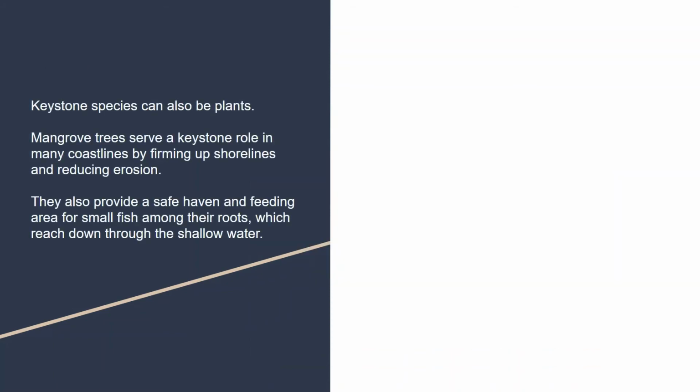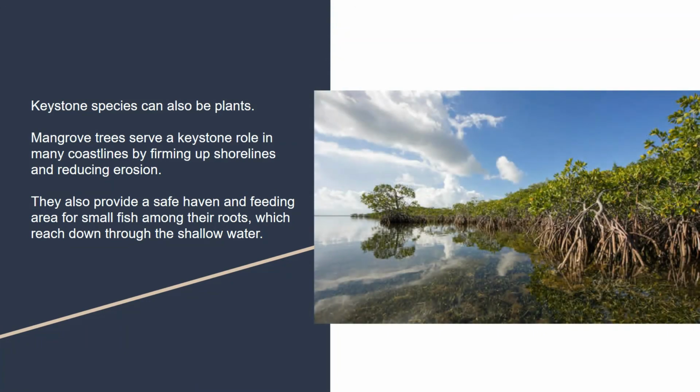Keystone species can also be plants. An example of this is mangrove forests. They help create a habitat. They provide a prevention against erosion. So plants can also be keystone species.